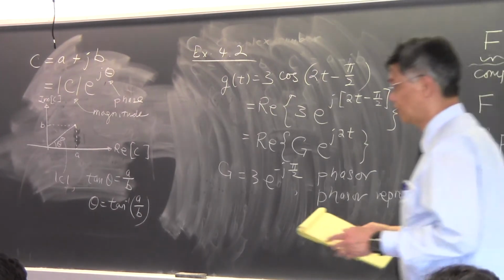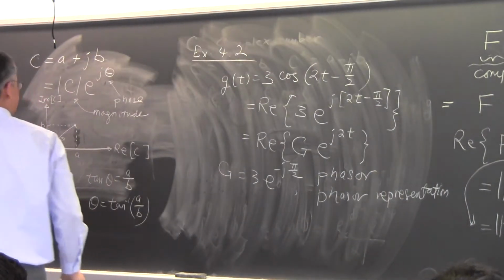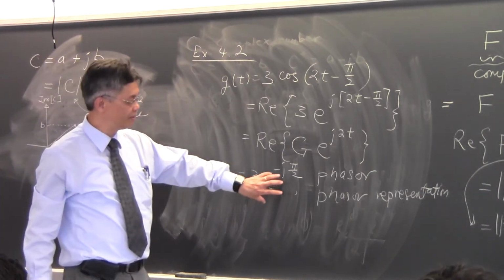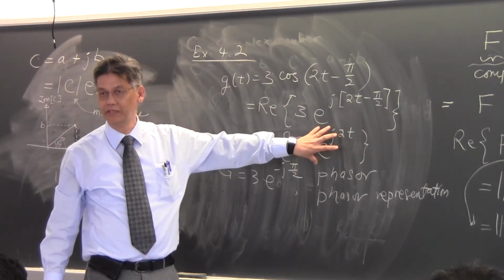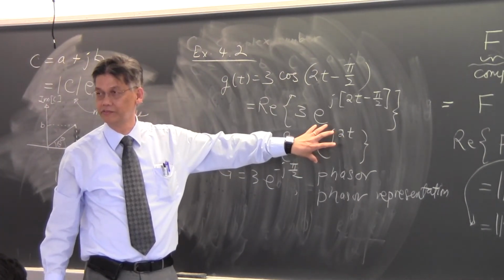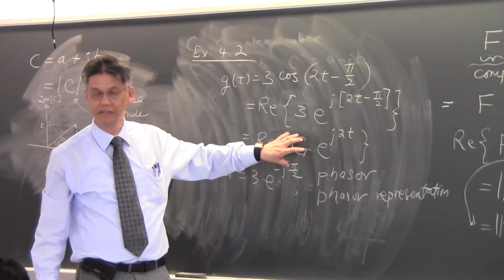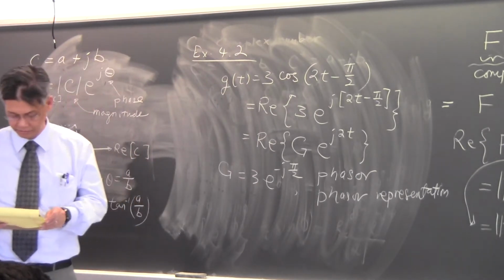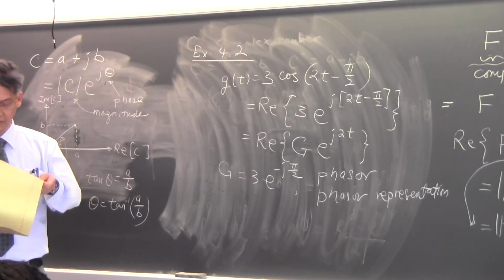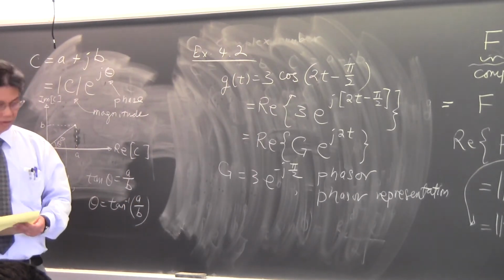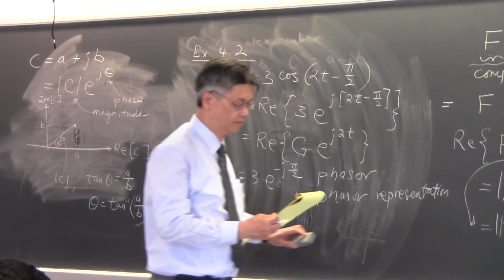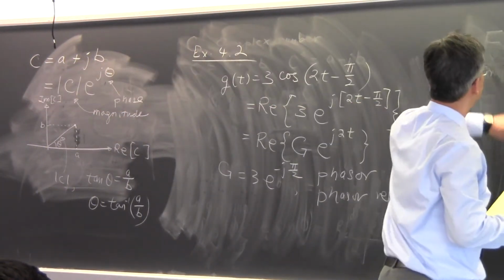Okay? So the phasor is just a complex number with the time dependence removed, with e to the j omega t removed from the complex number. And that remaining part is called the phasor, or the phasor rep of that cosinusoidal function. So things are rather simple.